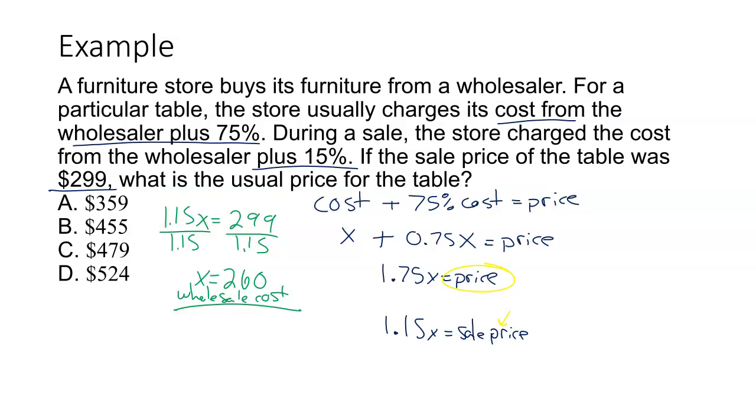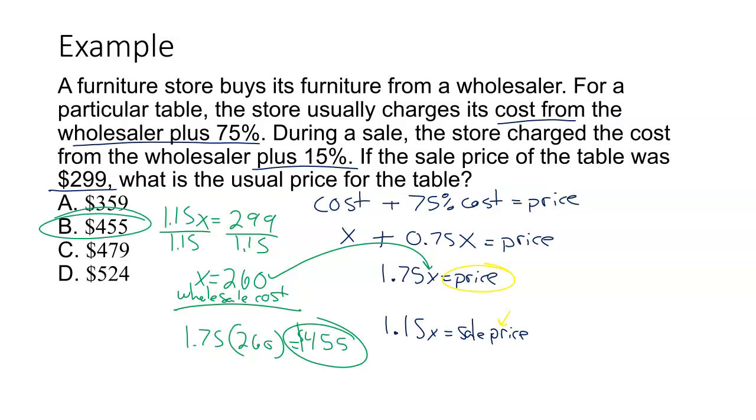Now, we want to figure out how much they originally charged for that table before the sale. So we take that, and we plug it back in with the 75% markup instead of the 15% markup. So 1.75 times 260 gives us $455, the original price of the table. Before the sale, $455. It's not bad, $150 off. Could be worse. So $455 is our final answer. Boom, there's B, $455. That was the original price of the table.